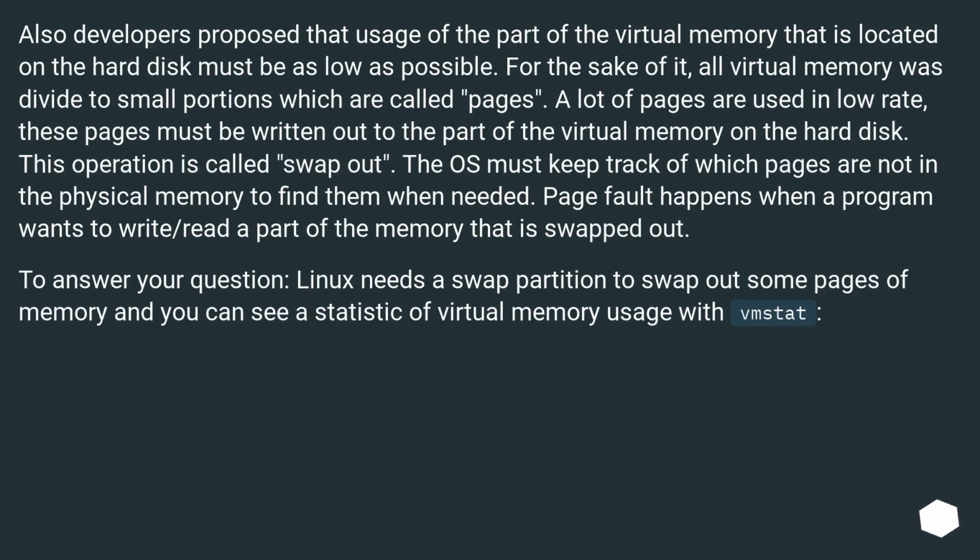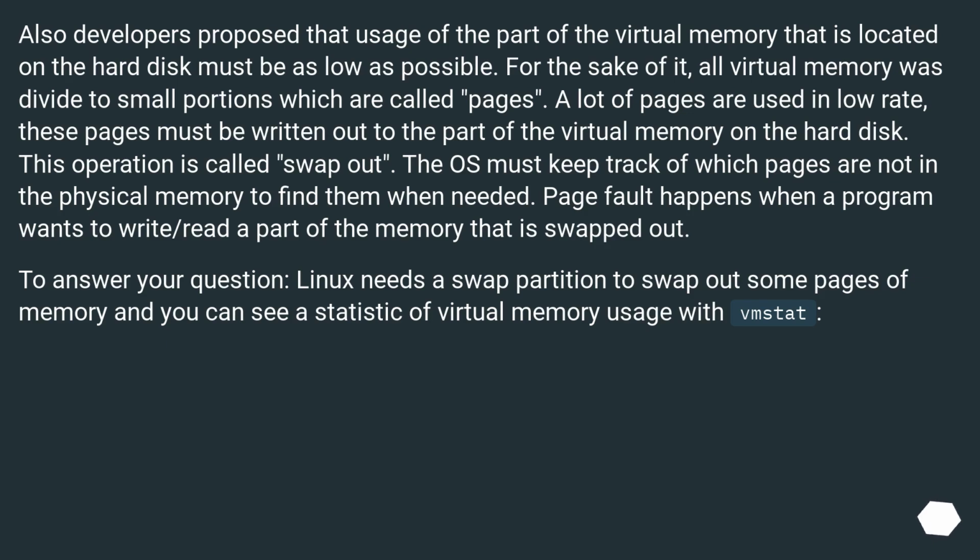Also, developers propose that usage of the part of the virtual memory that is located on the hard disk must be as low as possible. For the sake of it, all virtual memory was divided to small portions which are called pages. A lot of pages are used at a low rate. These pages must be written out to the part of the virtual memory on the hard disk. This operation is called swap out. The OS must keep track of which pages are not in the physical memory to find them when needed. Page fault happens when a program wants to write/read a part of the memory that is swapped out.